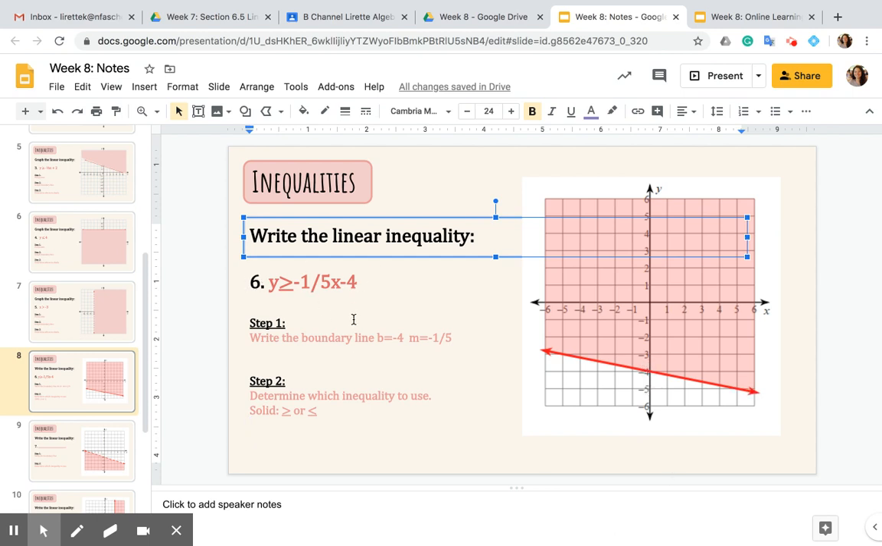I put it together in y equals mx plus b. I knew to put a bar underneath my symbol because it was a solid line, and I knew that it needed to be greater than because the shading was above the line.